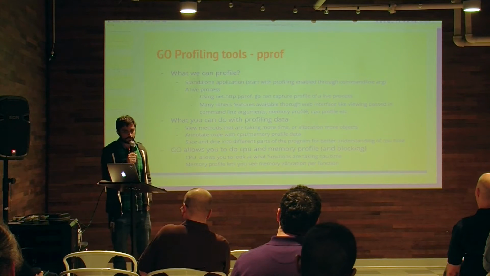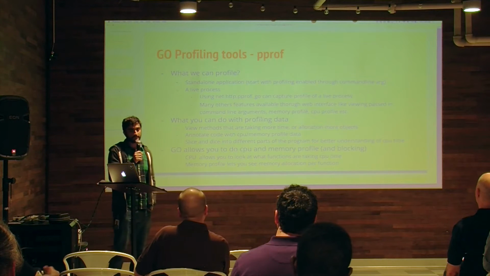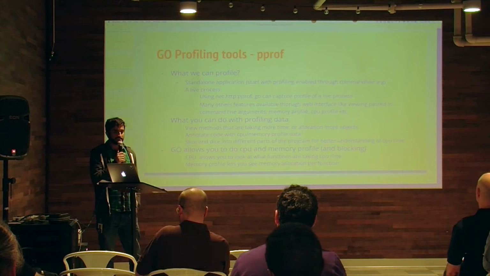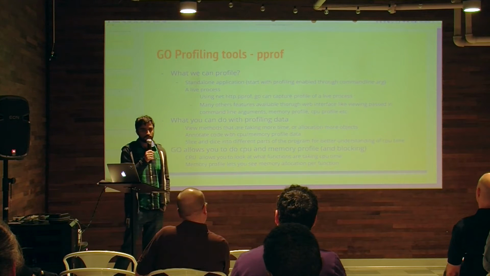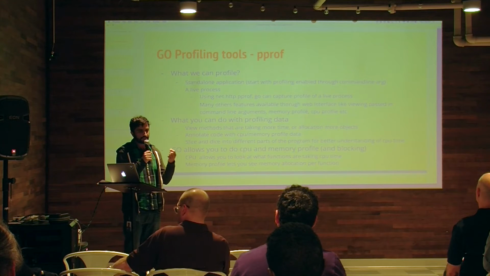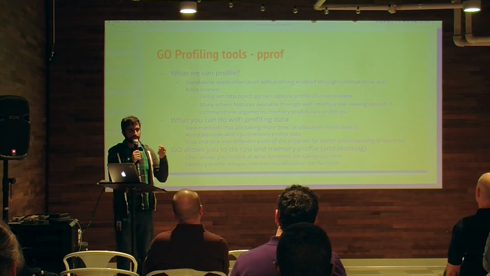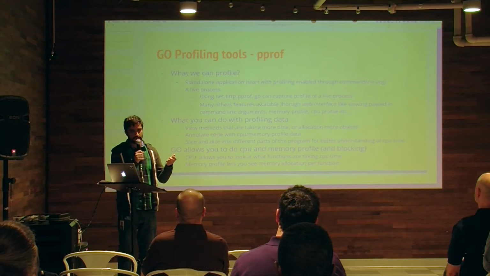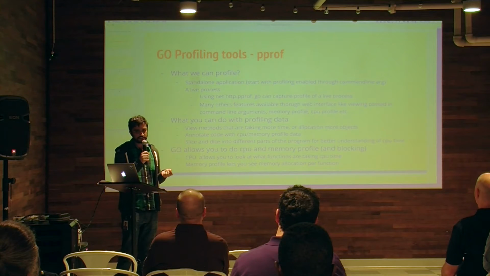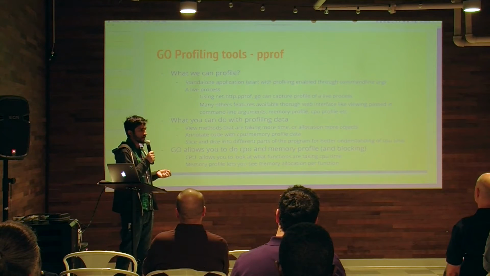With Go, you could do a couple of types of profiling. You could do CPU and memory profiling. CPU will essentially let you know, at every pause, what functions were on the stack and how much time they were taking to execute. And a memory profile essentially lets you see how many memory allocations are happening in each function.